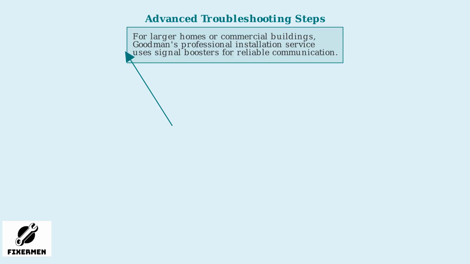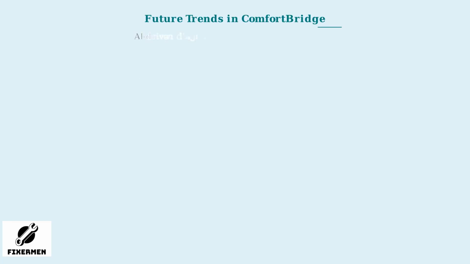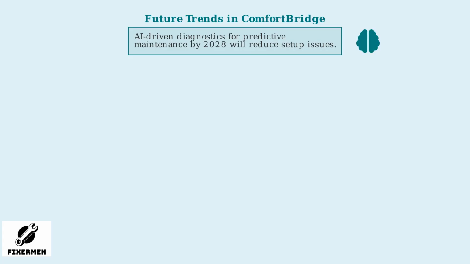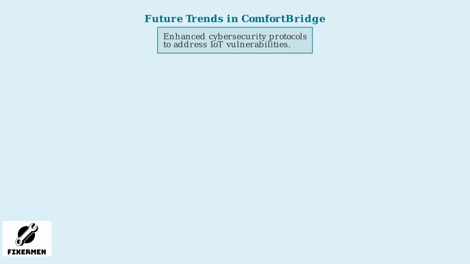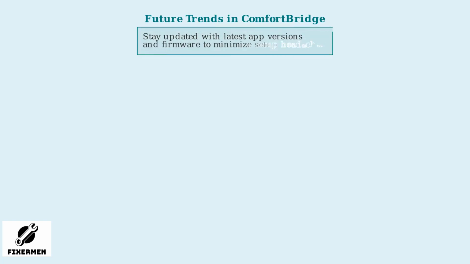or commercial buildings. Goodman plans to integrate AI-driven diagnostics for predictive maintenance by 2028, aiming to reduce setup issues significantly. Future trends involve increased adoption of 5G-enabled HVAC for faster pairing and enhanced cybersecurity protocols to address IoT vulnerabilities. Stay updated with the latest app versions and firmware to leverage these improvements and minimize setup headaches.